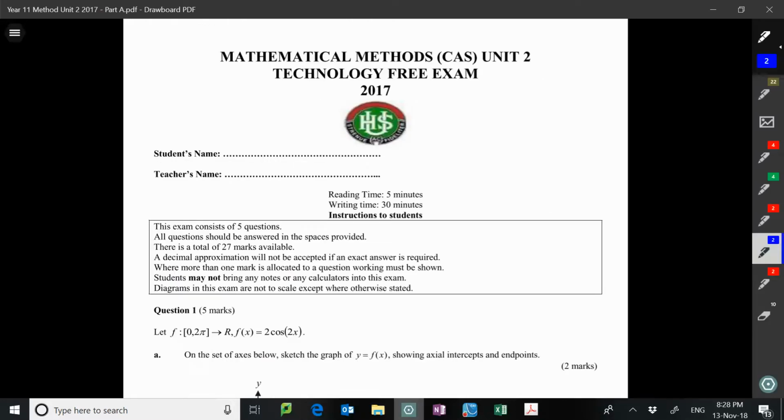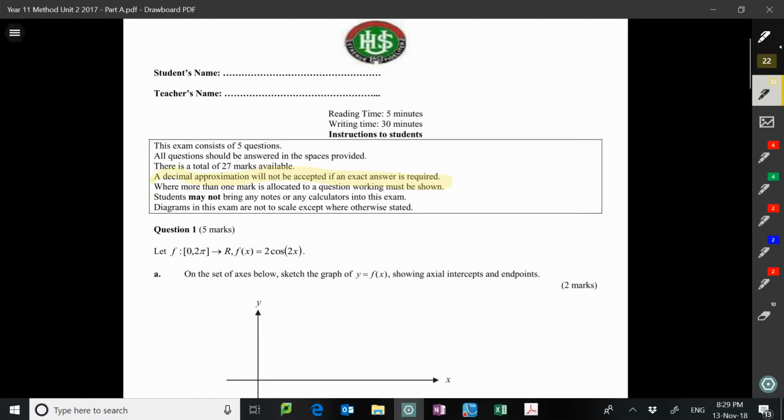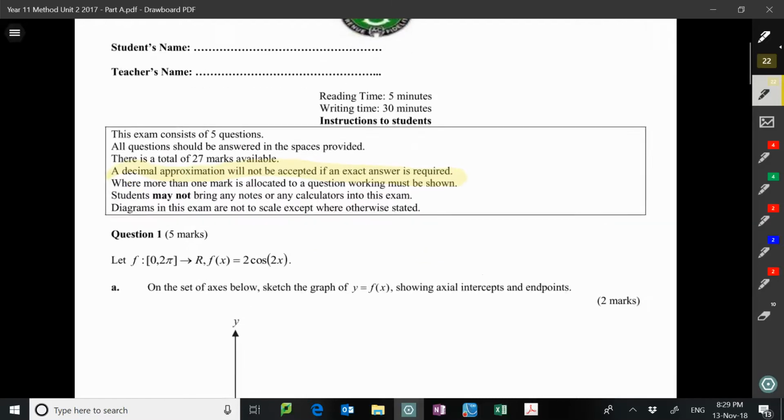So this is Exam 1, technology free. You only get a formula sheet and no CAS. Things to pay attention to when you're doing this: it tells you a decimal approximation will not be accepted if an exact answer is required. When you're doing the exam, it does matter whether you give it in decimals or not. Most people like to give it in decimals because we're good at decimals and we hate fractions, right? Be mindful of that, because you will lose marks if you do that.